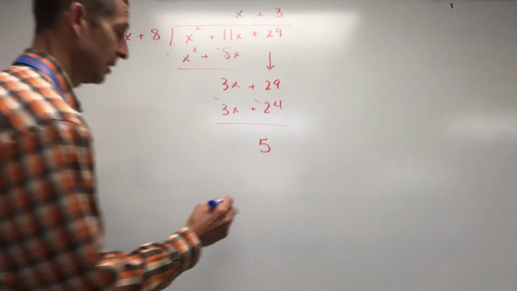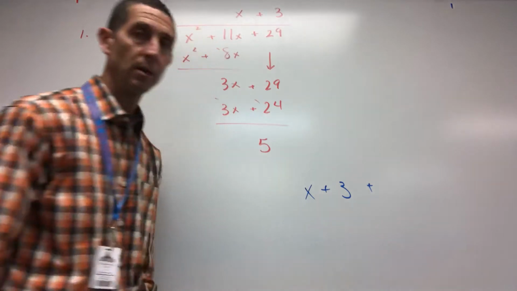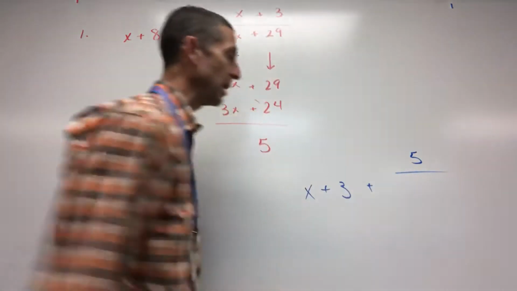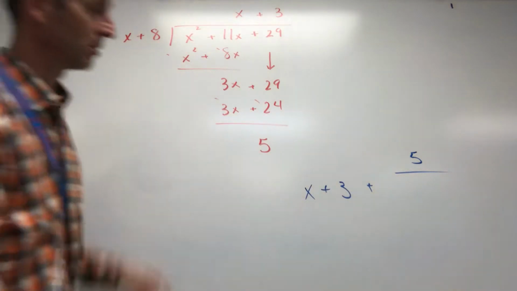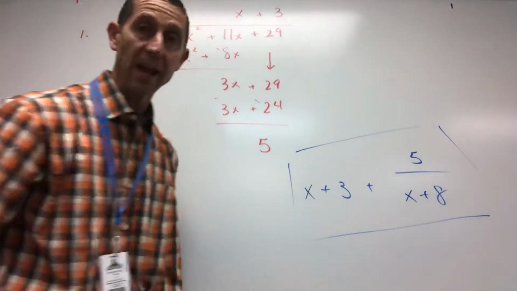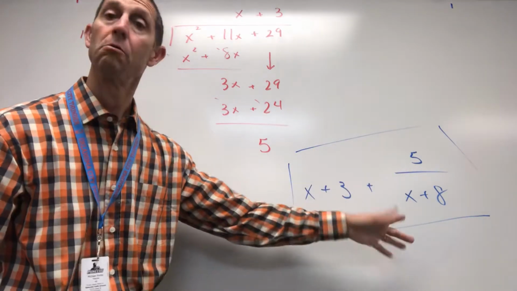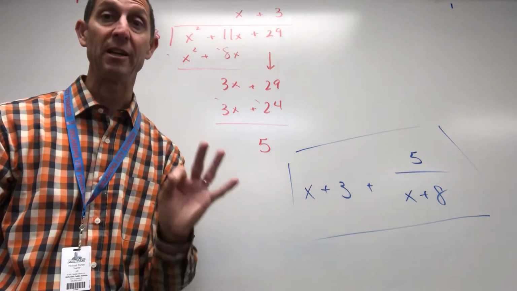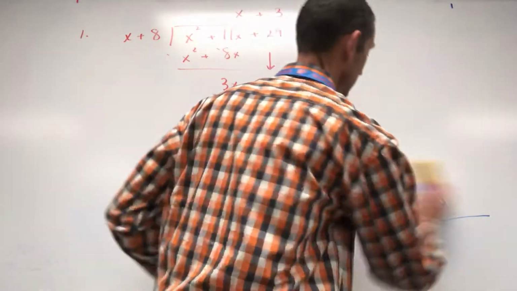Grab your answer, x plus 3. Then we're going to add in the remainder, 5. We always put whatever your remainder is on the top, and then whatever your divisor is goes on the bottom. So whenever you get an answer where the remainder is something not 0, this is how you write it. All right, so there's one quick example, and then we've got 3 big, long, nasty ones in a row. Here it comes.